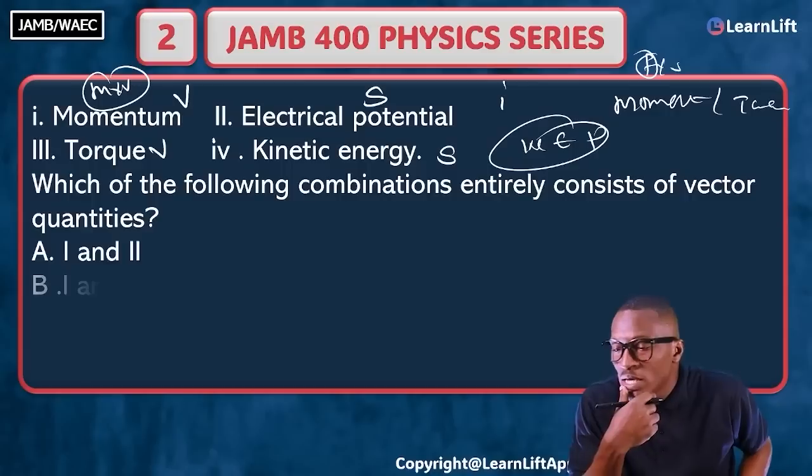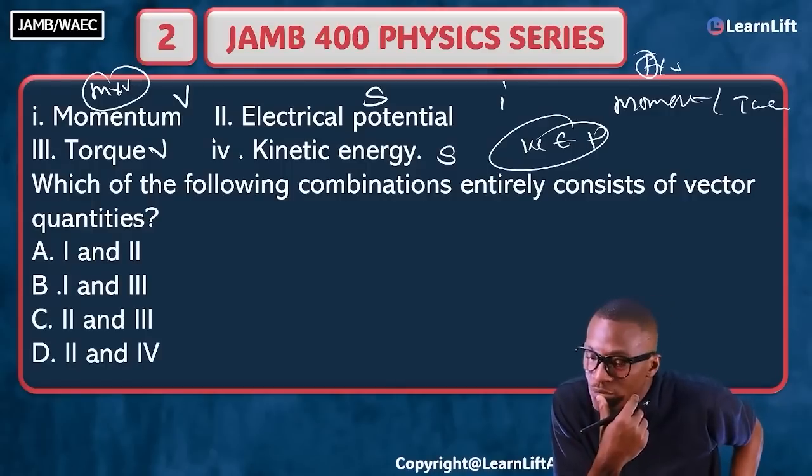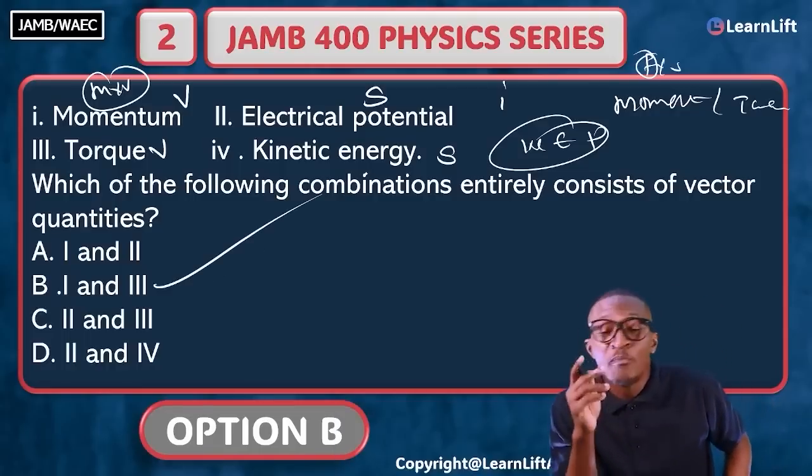Let's see the options. Option A, 1 and 2. Option B, 1 and 3. Option C, 2 and 3. Option D, 1 and 2 and 3. What becomes the answer? 1 and 3. That's option B. Do you understand?